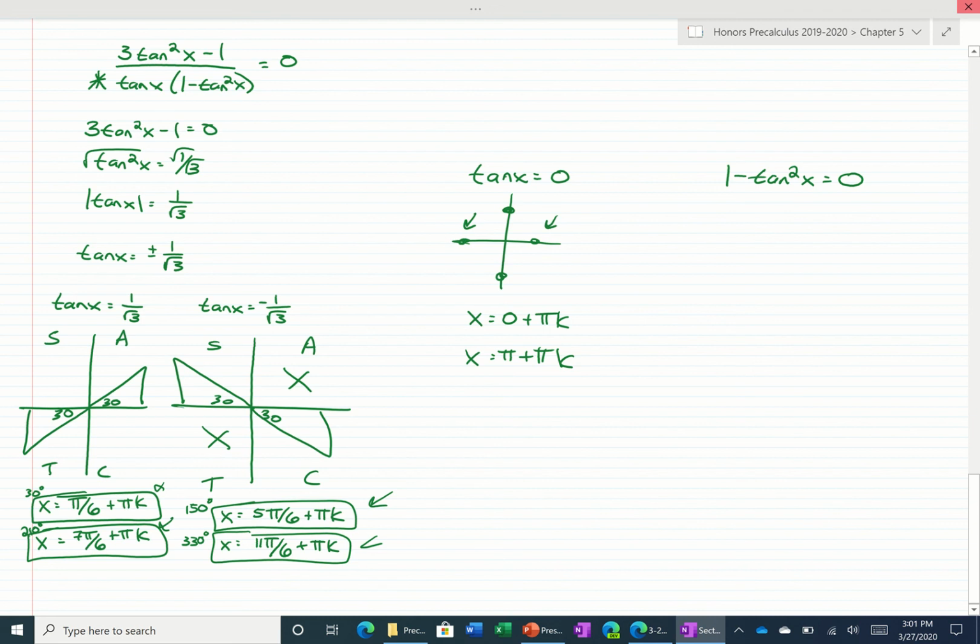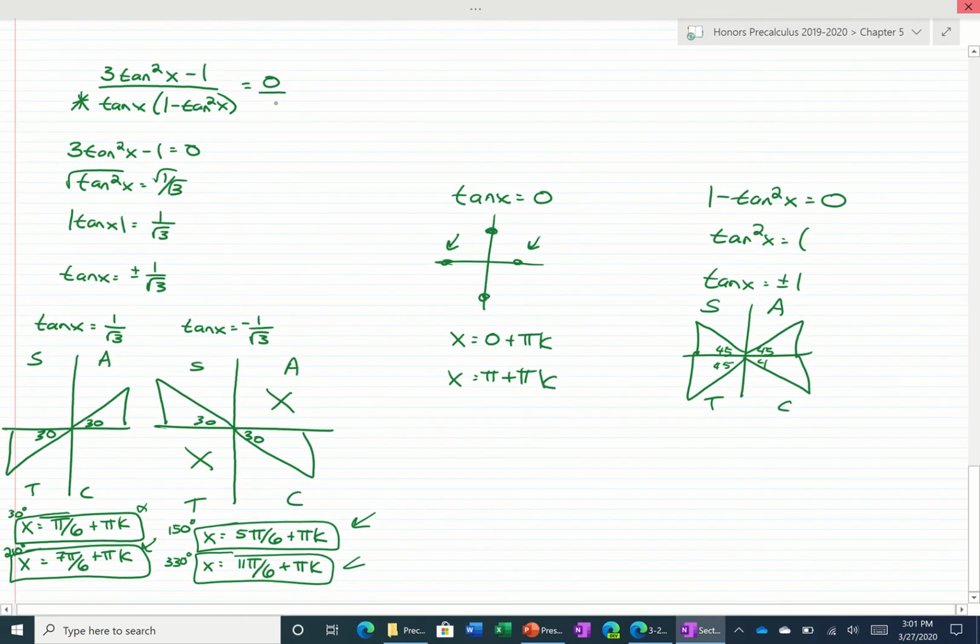And 1 minus tangent squared would be 0 at 45 degrees. I'm drawing it where 1 would be positive and also where 1 would be negative. And there would be no overlap here. All right. Most of the time we're just okay cross multiplying to solve. But remember what we said, every once in a while you might wind up canceling out possible answers. So that's why I did that over here.